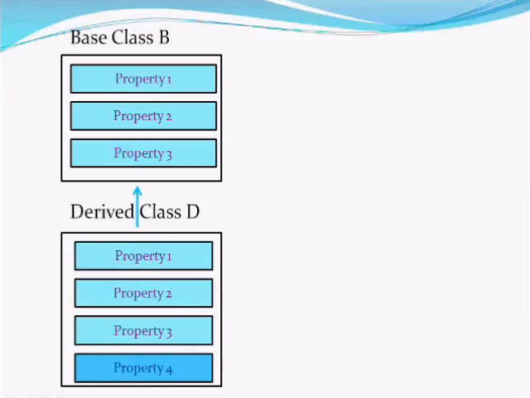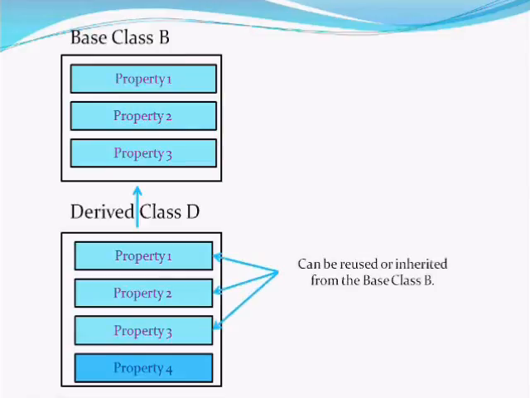The class B contains the three member properties: property 1, property 2, and property 3. The second class, named D, contains four members: property 1, property 2, property 3, and property 4. The derived class D also contains the same three properties as those in the base class B. Instead of defining these properties again, they can be reused or inherited from the base class B.